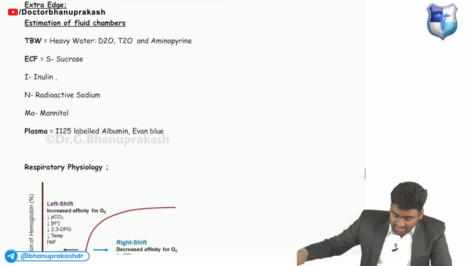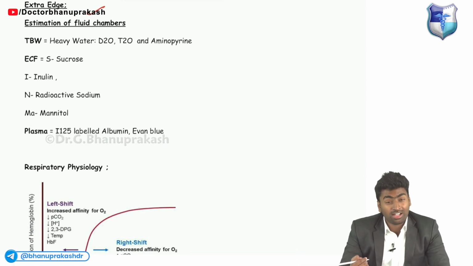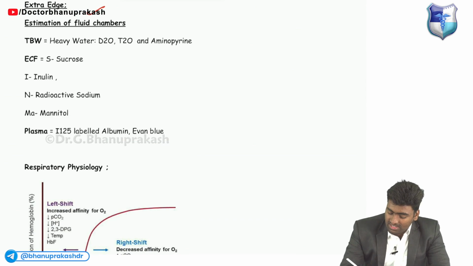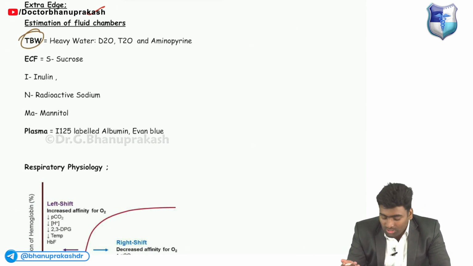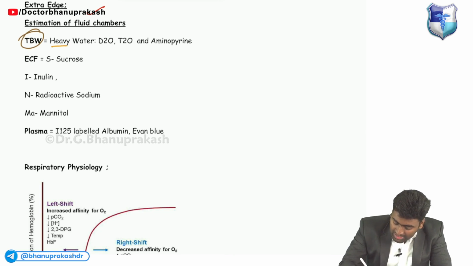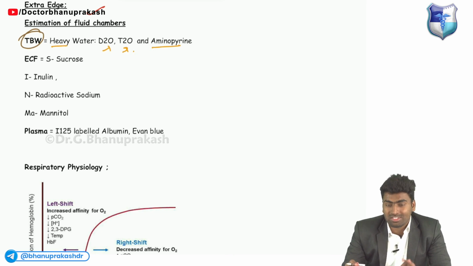Then a few extra aids. They will ask you what are the things you will use to estimate these volumes. For example, if you want to measure the total body water, you will use heavy water like deuterium oxide, tritium oxide, or aminopyrine. You will use these three, which are deuterium oxide, tritium oxide and aminopyrine.